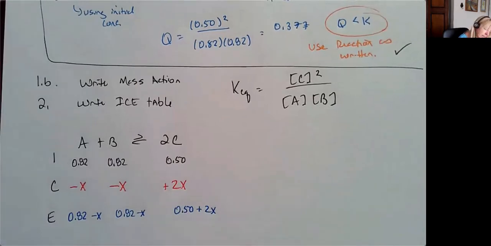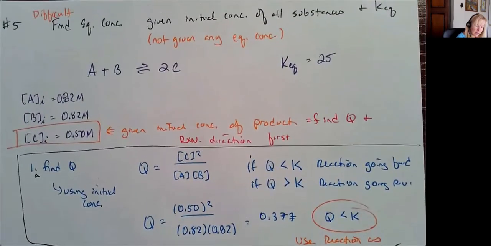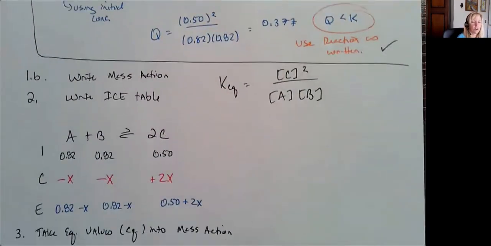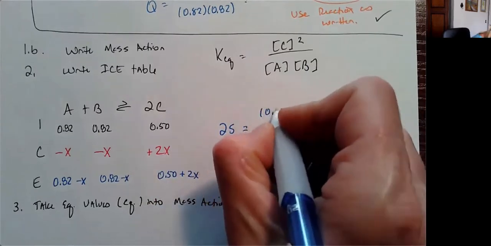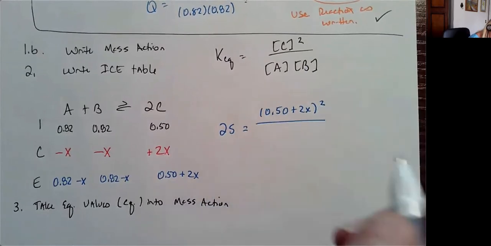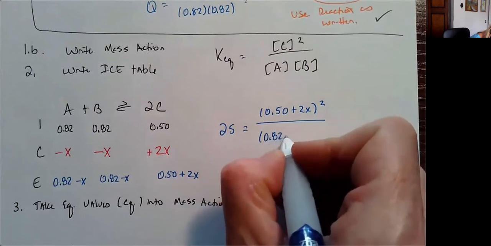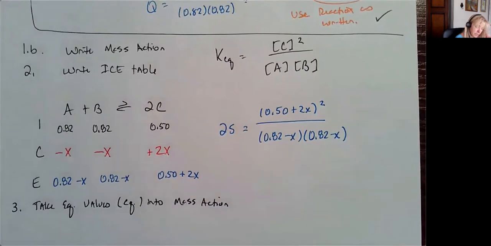Now I'm going to take these values and I'm going to plug them back into my mass action. So step 3, I'm going to take my equilibrium values, equations really, into my mass action. All right, so K_eq, if you remember all the way back here, was 25. So I'm going to have 25 equals 0.50 plus 2x, and this whole thing is squared, over 0.82 minus x times 0.82 minus x. Now I'm going to solve for x.